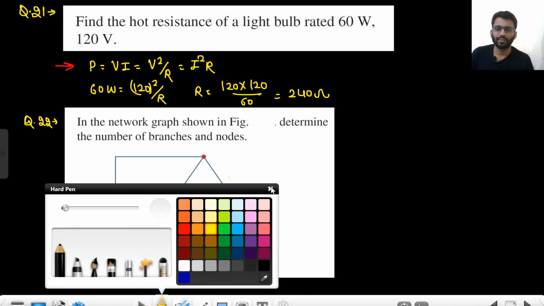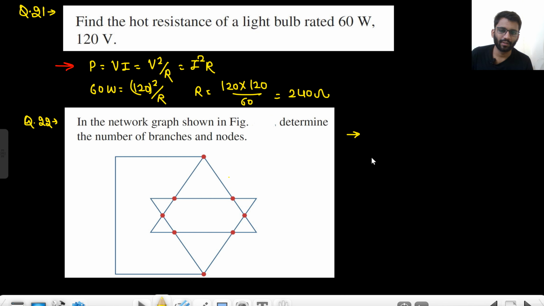Now talk about this question. You should solve it on your own. What is the value of N, the nodes? 1, 2, 3, 4, 5, 6, 7, 8. Are these points nodes? No, these are not nodes.